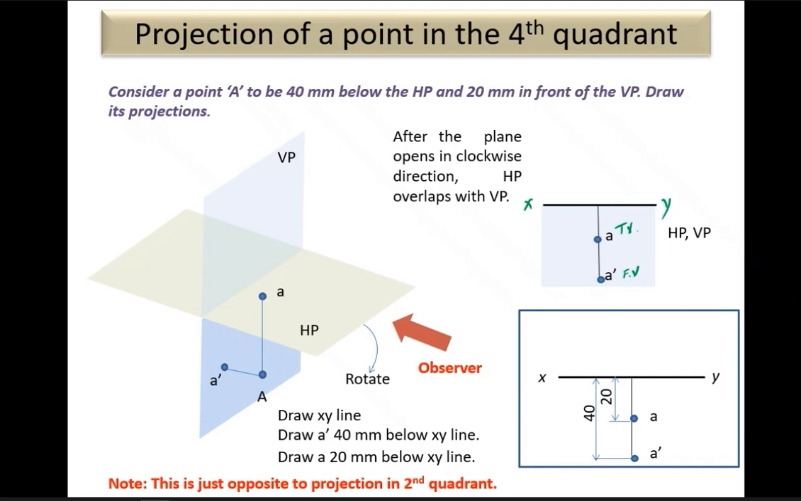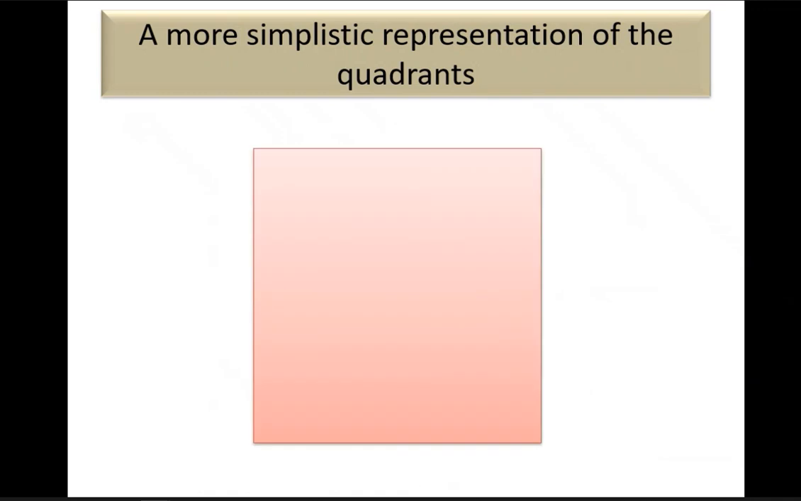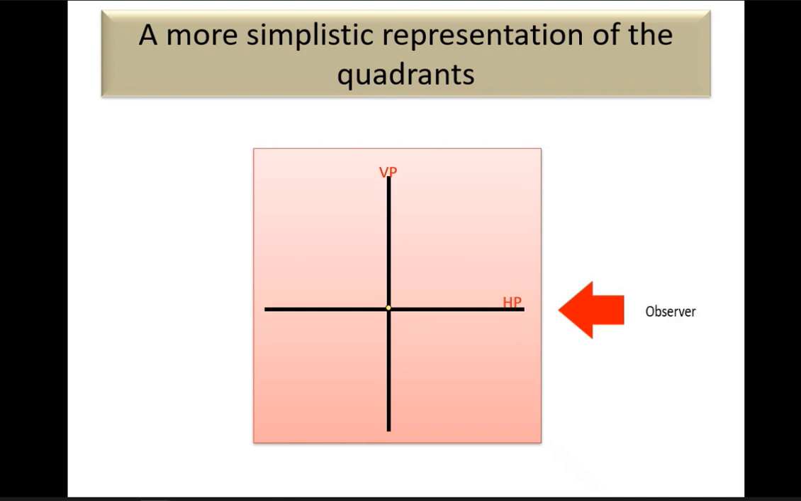Okay. So up to this point, everything is clear. We have one more simplistic representation of quadrants. The yellow dot is showing the XY line. This is VP, this is HP. This is our observer. This is our first quadrant, this is the second quadrant, this is the third quadrant, and this is the fourth. Everything is clear?